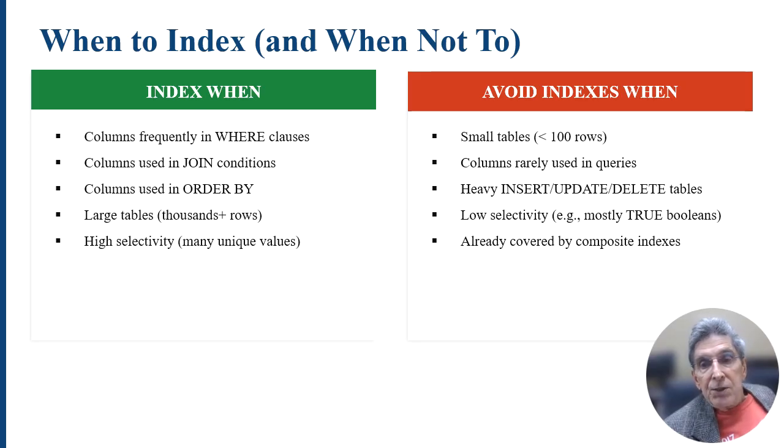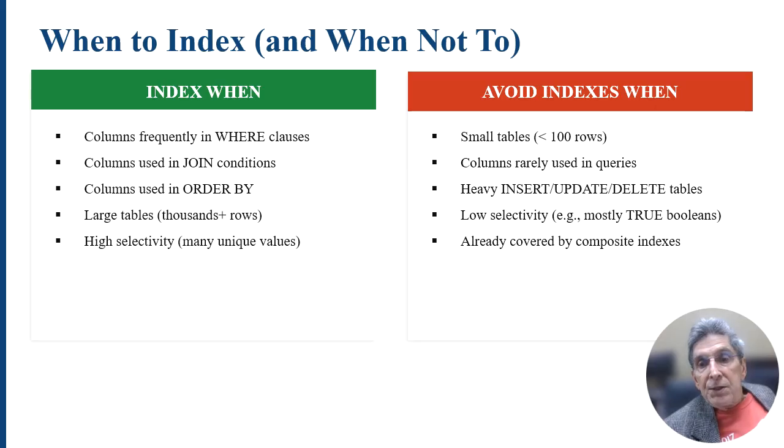You should create indexes when a column is frequently used in where clauses, join conditions, or order by sorting. Indexes are most beneficial on large tables with thousands or even more rows. And they work best when the column has high selectivity, meaning many unique values. A column like patient ID with 500 unique values is an excellent candidate for an index. Every lookup narrows down to a small subset of rows.